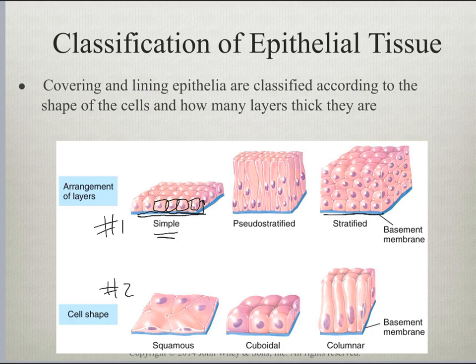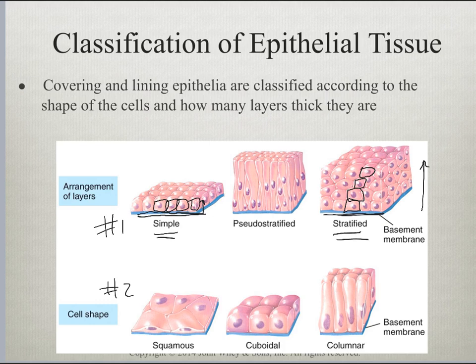Again, we start at the basement membrane, so we're working from the basement membrane to the apical surface, to the top, and we count the cell layers. 1, 2, 3, 4, or more. So any cell line that has 2 or more cells thick, right? So we go more than just simple. So 2 or more, we're going to call stratified.